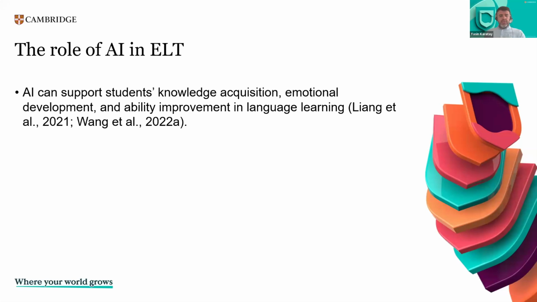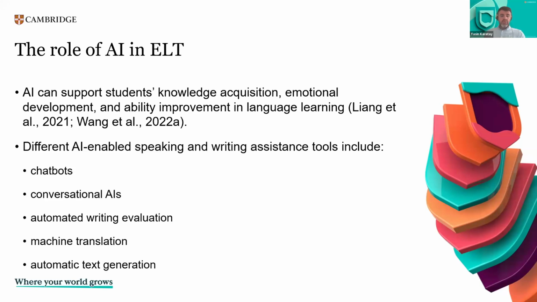So let's look at some of the specific AI tools that I think are changing the way students engage with language learning. So, for example, chatbots. These are AI-driven tools that can interact with students in real time. So students can practice their conversational skills anywhere, anytime. And conversational AIs, which is going to be the focus of the second part of this talk, similar to chatbots, these AIs can handle more complex interactions. And I will show you an example of this today.